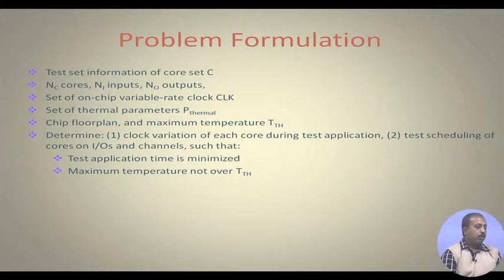So, we have got test set information for a core set C. There are NC number of cores, NI number of inputs, and NO number of outputs. We have got a set of on chip variable rate clock signals, a set of variable clock rates, and a set of thermal parameters, for thermal simulation. So, what are the information needed?